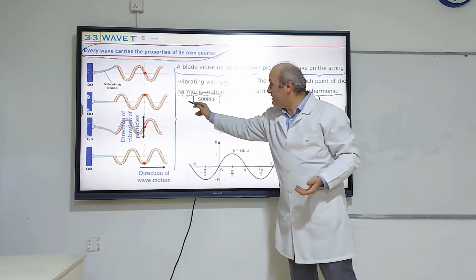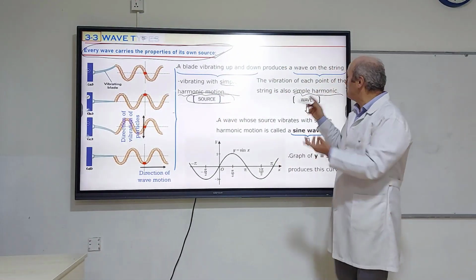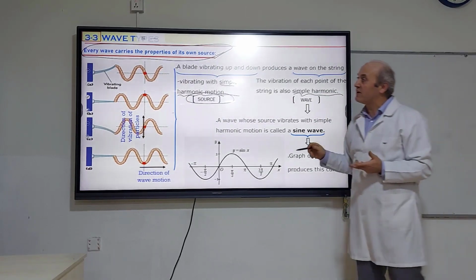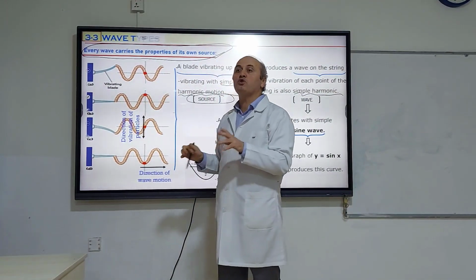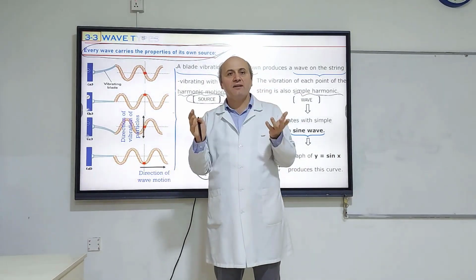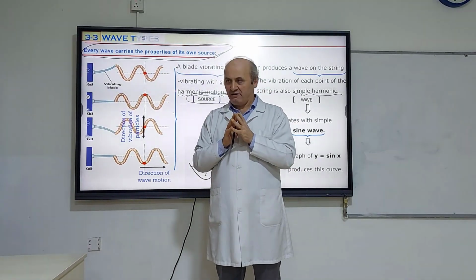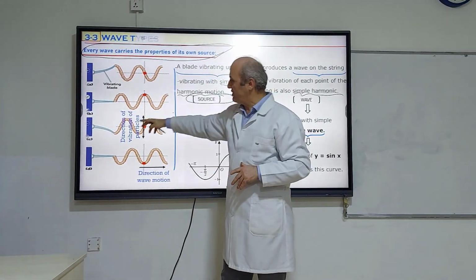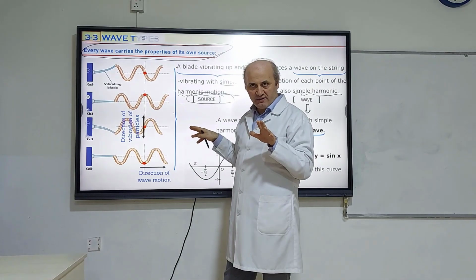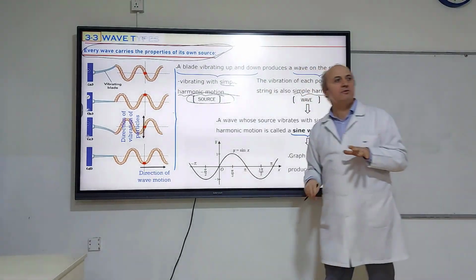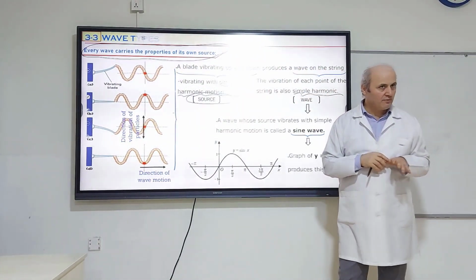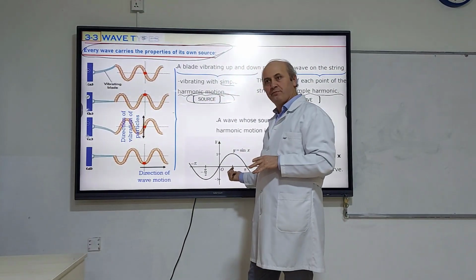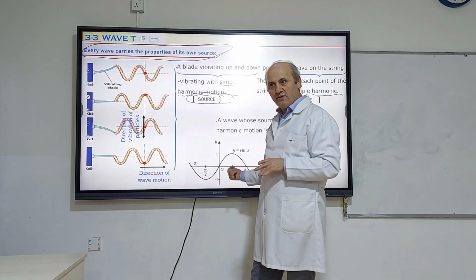Yani, source characteristics and wave characteristics are almost the same. So if the source is vibrating with simple harmonic motion, the particles of the medium vibrate with simple harmonic motion. In this case, the pattern of the wave is going to be similar or exactly the same as the sine function. So look at that. It is very similar to a sine function. That's why these waves are called sine waves, because of the similarity between the pattern of the wave and the graph of a sine function.